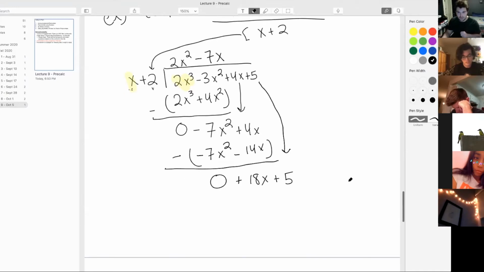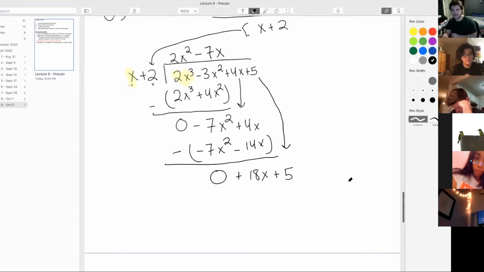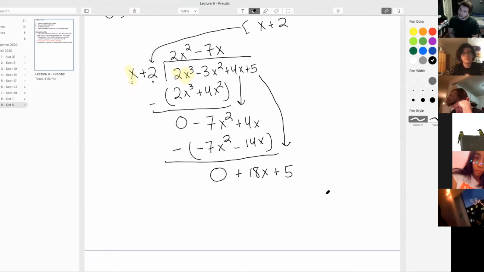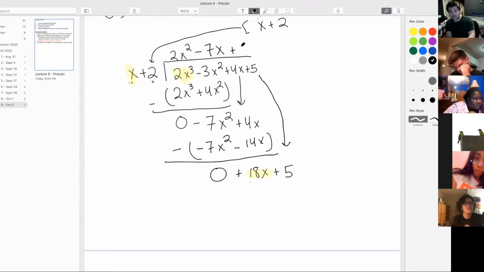Okay, almost done. Very close to being done. Now we just repeat. This x multiplied by what will give me 18x? Well, 18 itself works, so I will just put a plus 18 up here. So x multiplied by 18 will give me that 18x, so that's good.